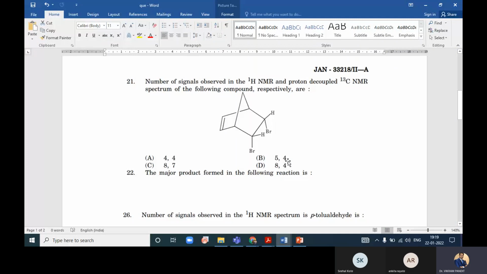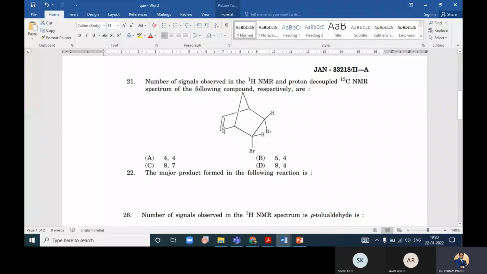So just see whether it is 4 or 7. If it is unsymmetrical, then definitely you will get 7, but it's symmetrical. So what you have to do, see carbon: one type of carbon, two type of carbon, three type of carbon, and this is a fourth type of carbon. Okay, so the four different types of carbons are there.